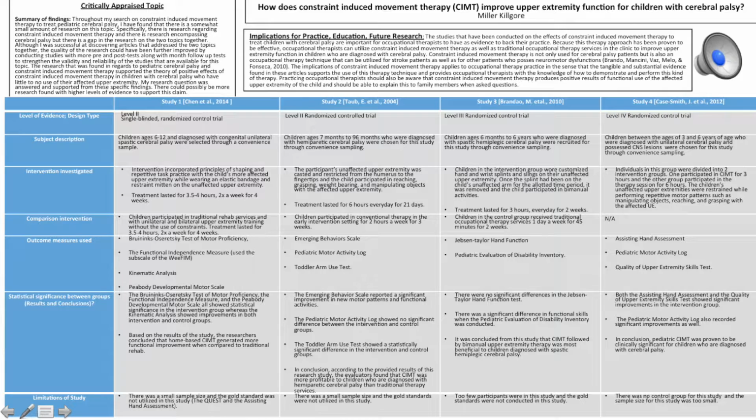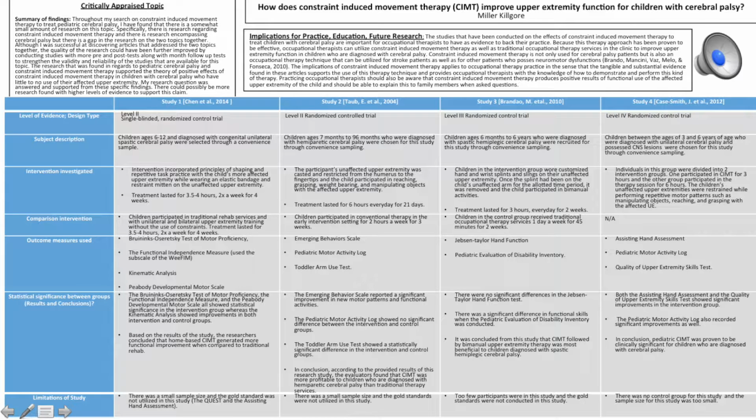Outcome measures were the Assisting Hand Assessment, the Pediatric Motor Activity Log, and the Quality of Upper Extremity Skills Test. Both the Assisting Hand Assessment and the Quality of Upper Extremity Skills Test showed significant improvements in the intervention group. The Pediatric Motor Activity Log also recorded significant improvements as well.